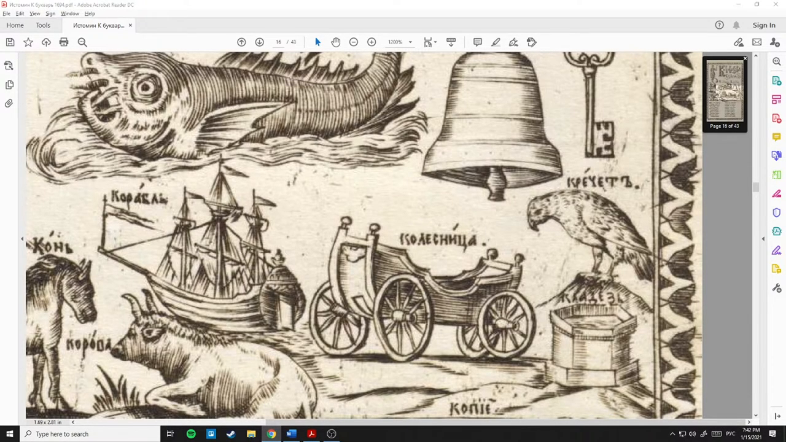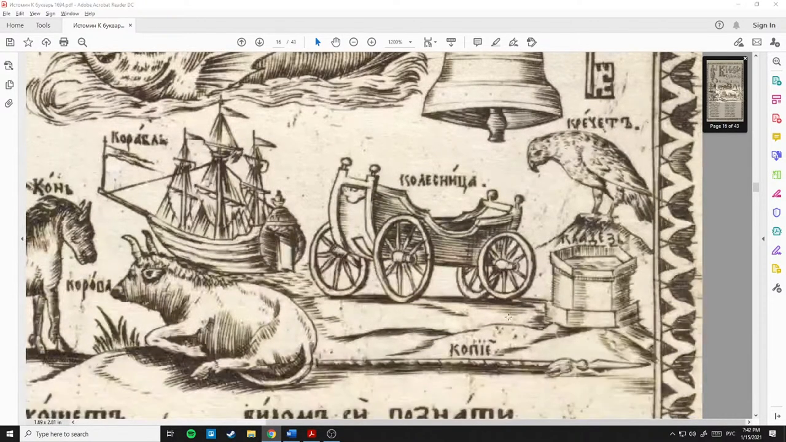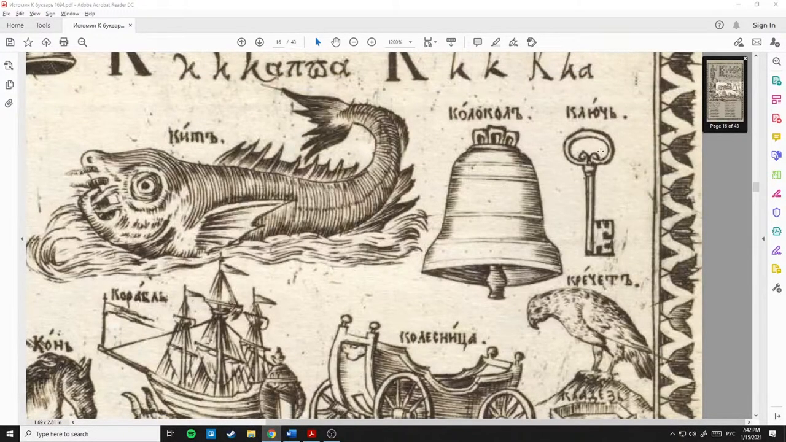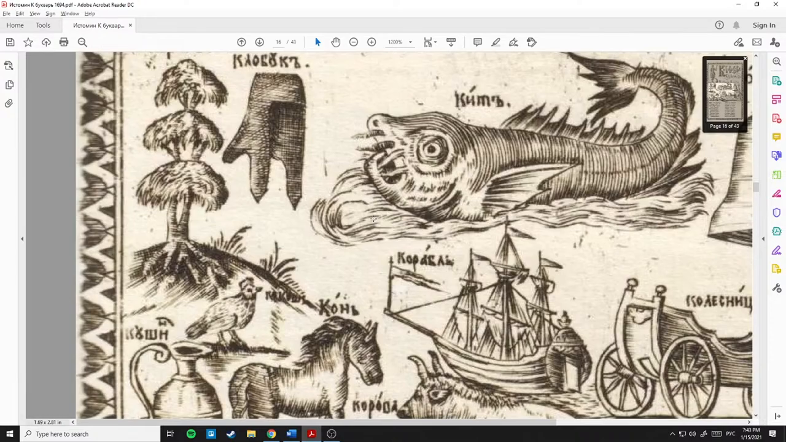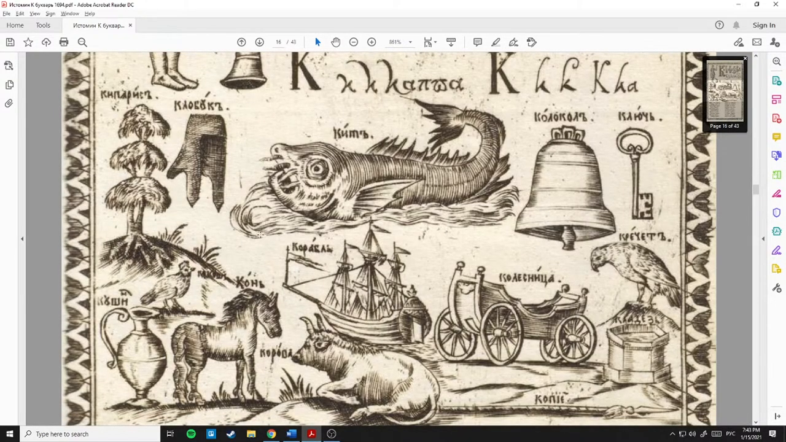Gyrfalcon, Falco rusticolus. Interesting. Okay, so now we have kluč, which is key, same thing. Kolokol, which is a bell, and that would be it, I think. Kabula for female.